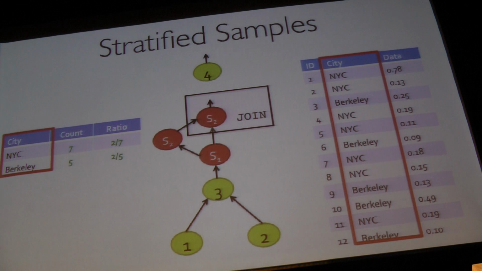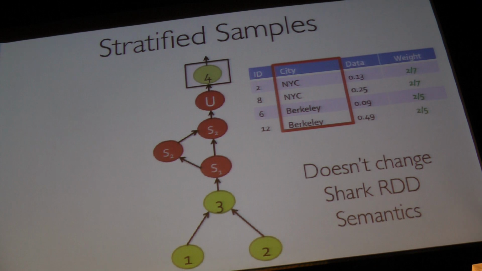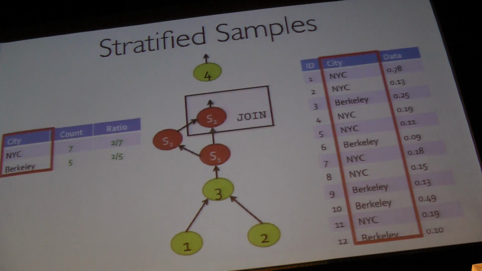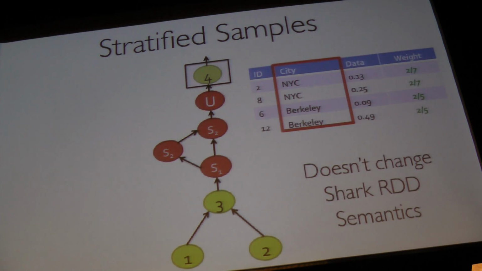Once this is done, this summary and the entire table are joined on the city column, the column on which you are stratifying the sample. And finally, you get something like that. You get a per-row weight associated with the column by inserting the uniform sampling operator, and you get 2 quantities of NYC and 2 quantities of Berkeley, depending on whatever your sampling ratio was. So you join these 2 tables. The ratio of 2/7 was associated with all the tuples of NYC, and the ratio of 2/5 is associated with all the entities of Berkeley. When you join these 2 tables, you get this kind of sample.